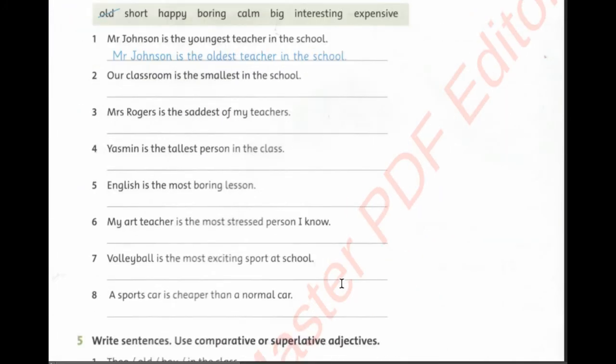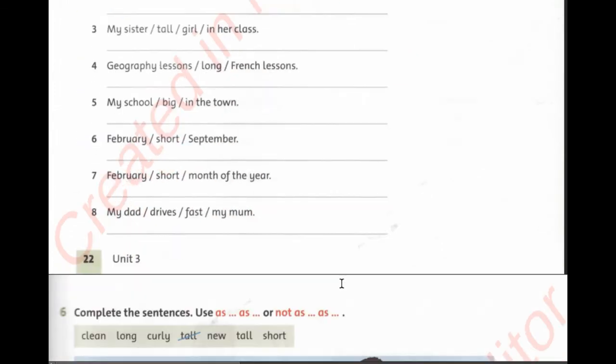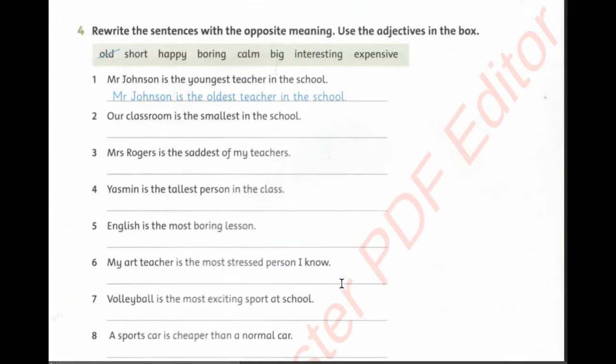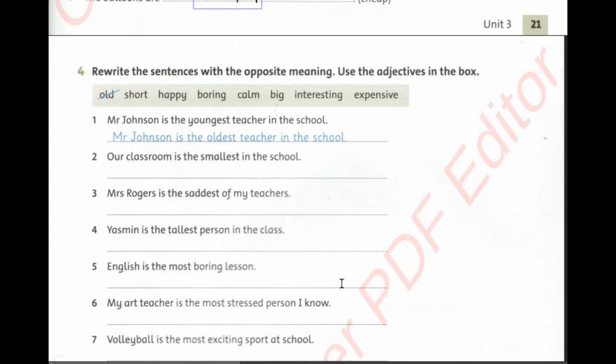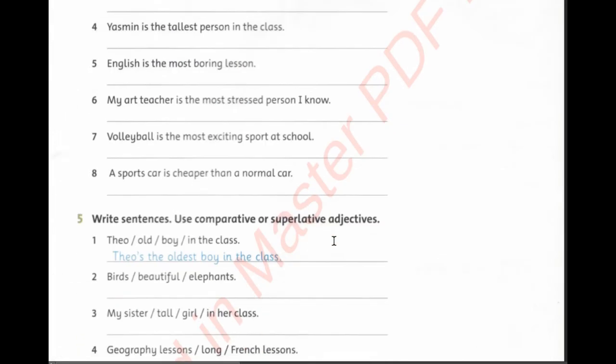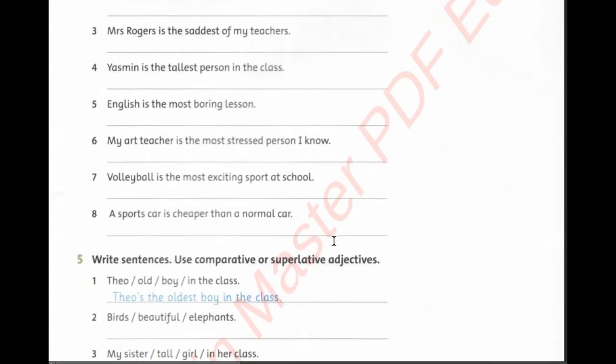And in our next lesson, we go on to the grammar front under number 4 on page number 22.